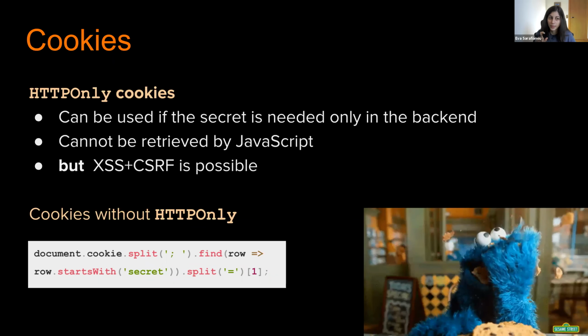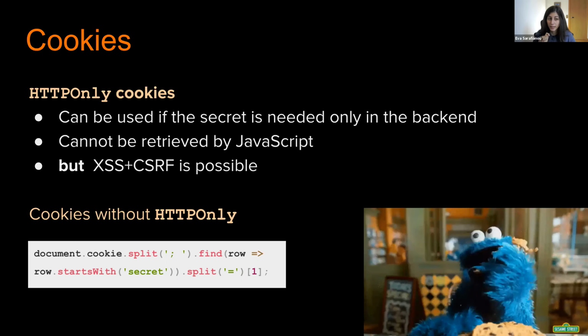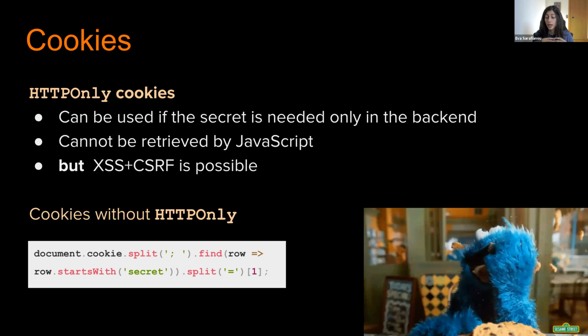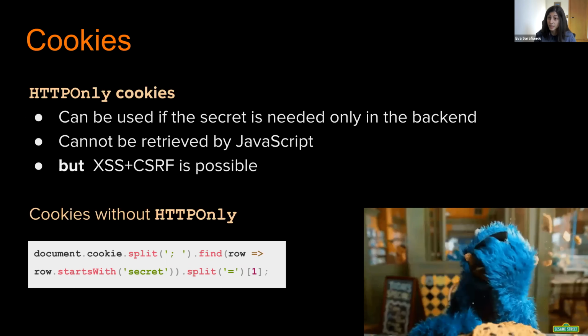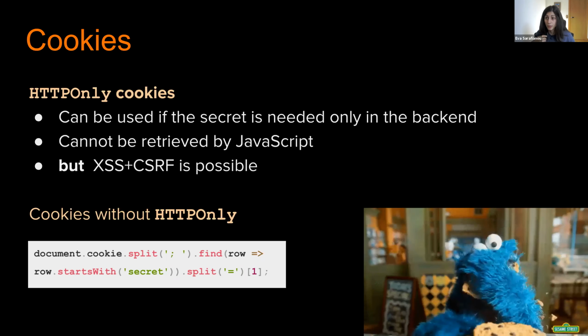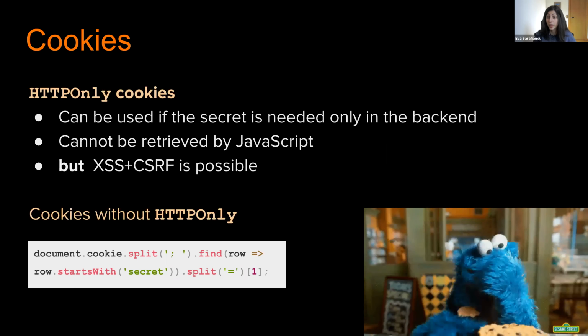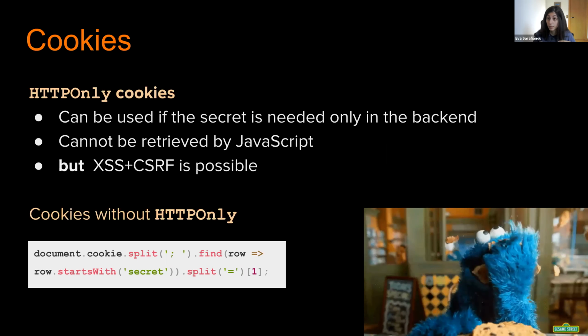Now, although the attacker cannot retrieve the value of an HTTP-only cookie, they can combine XSS with CSRF. So what they can do is, once they have the XSS, they can send a request to the backend, and the browser will happily include the cookie value in the request. This means that the attacker will be able to get back the data from the response.